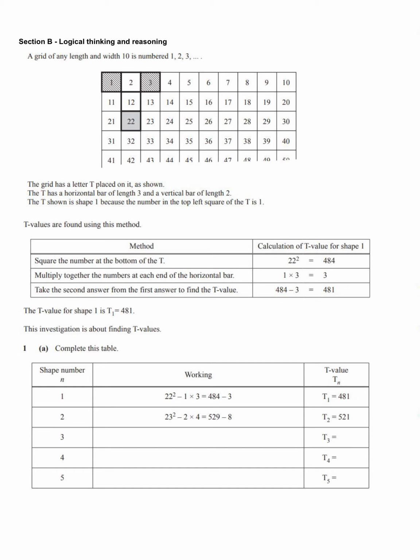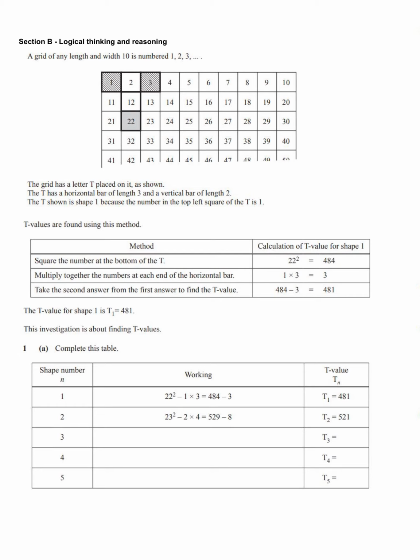So, a grid has a letter T placed on it. Okay, that makes sense, I can see that. Oh, that's a nice black highlighter I've got there. It is a horizontal bar of length 3 and a vertical bar of length 2. And the T shown is shape 1 because the number on the top left of the square of the T is 1. Oh, okay, so that's saying to us here that because this top left position is 1, the number 1 square, that is shape 1. Okay.